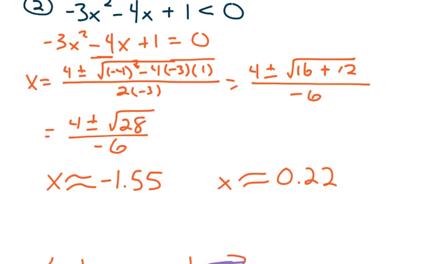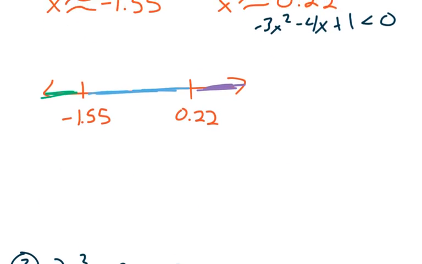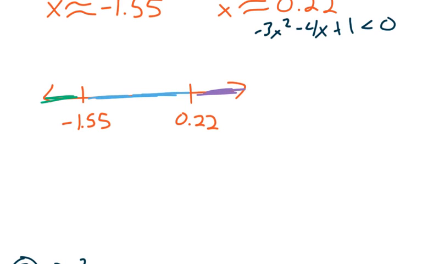Again, I'm going to write the original inequality again. Negative 3x squared minus 4x plus 1 is less than 0, because that's what we're going to be referencing when we do some testing. Let's start with the green one again. We need a number smaller than negative 1.55. To me, that would be negative 2. So we're going to test x equals negative 2.